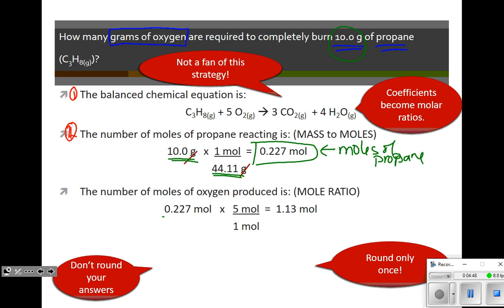Now what we do is we find our answer. So here's our moles of propane. And we use our molar ratio. We're comparing propane to oxygen, right? This is what we have, propane, and this is what we're looking for.